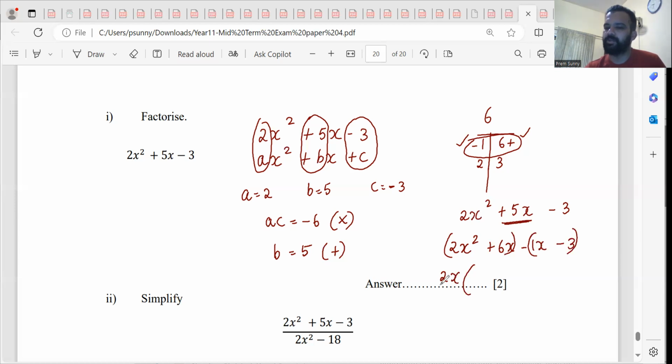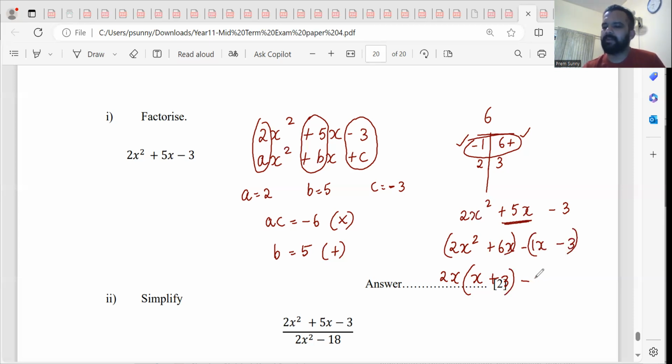2x square, 2 is outside. 1x is outside, 1 more x is there, plus 2 times what gives you 6? 2 times 3 gives me 6. X is already outside, so minus 1x minus 3.